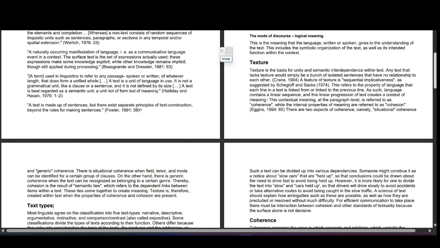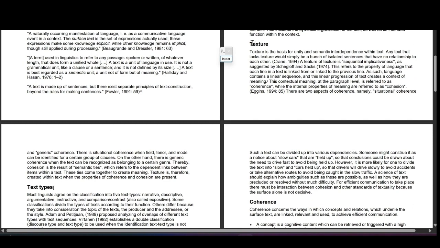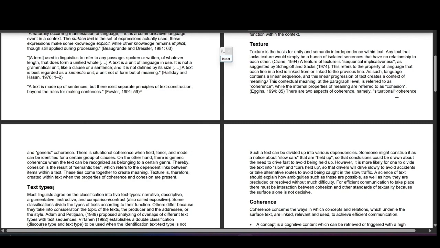So let's talk about the texture. Texture is a basis for unity and semantic interdependence within a text. We already saw the video about linguistics, and in the video they talk about semantics. So this could be, of course, a real element that is within our text.